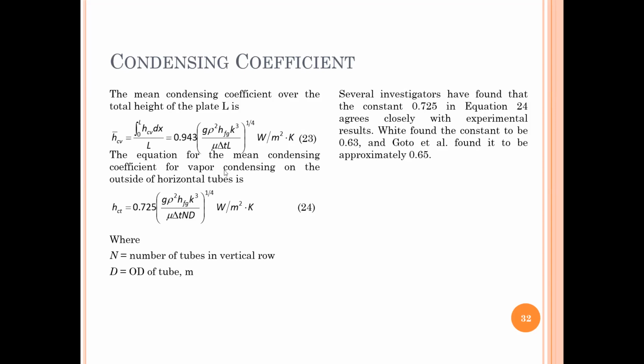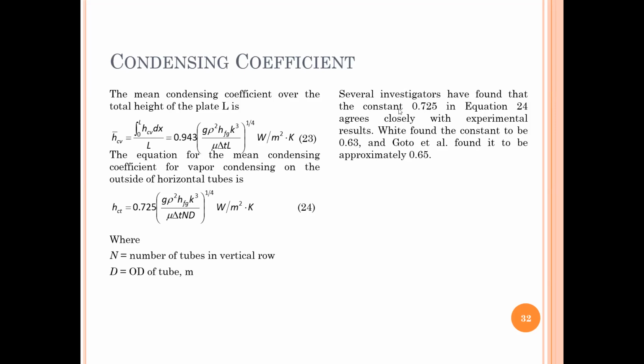So the equation for the mean condensing coefficient for vapor condensing on the outside of horizontal tubes, h_CT, is equal to 0.725 times [g rho squared h_fg k cubed over mu delta T N D] to the one-fourth, where N is the number of tubes in a vertical row and D is equal to the OD of the tube in meters. Yan. So dinerive natin yung vertical, then lumabas din yung horizontal. So derivation nito, check nyo na lang doon sa mga heat transfer book.